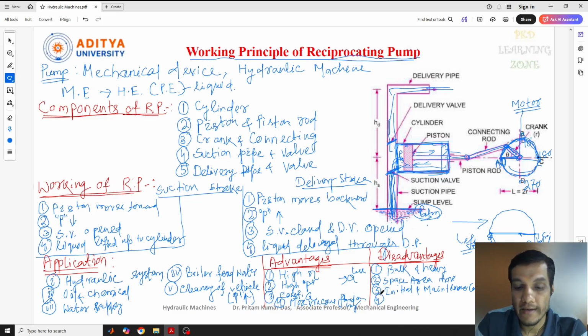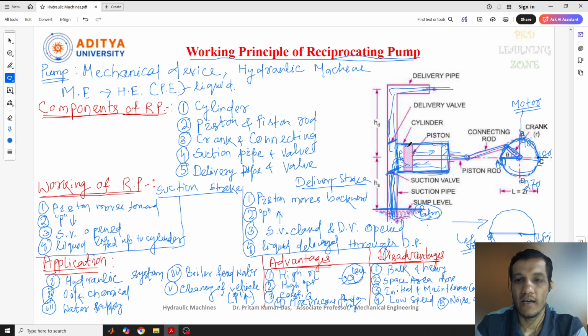Next, we can write that this can be operated only at very low speed, and due to the movement of the piston inside the cylinder and the connecting rods, we have some noise and vibration issues. Also, as I told you, it is used for less discharge. For high discharge we cannot use this one; for high discharge we need to go for the centrifugal pump.